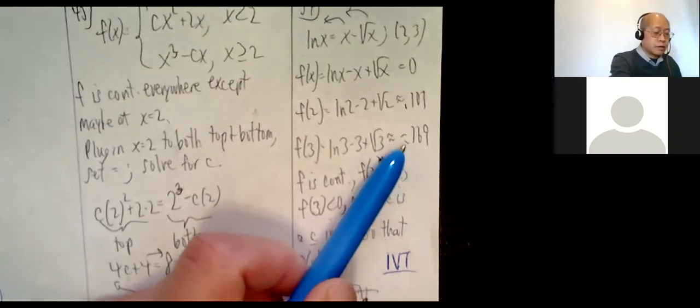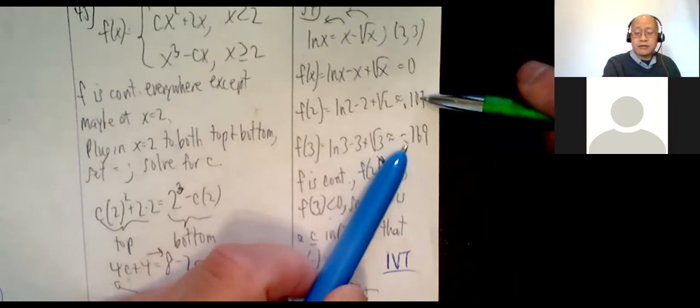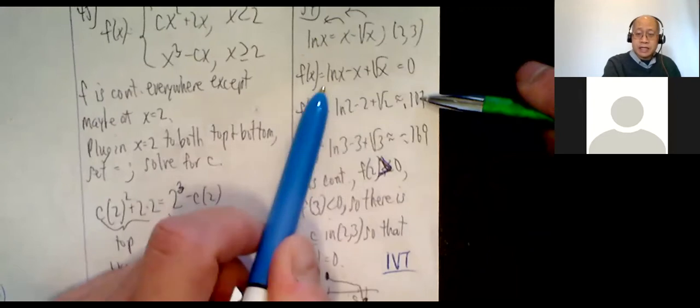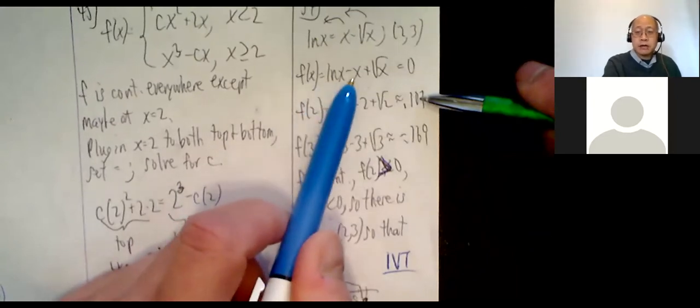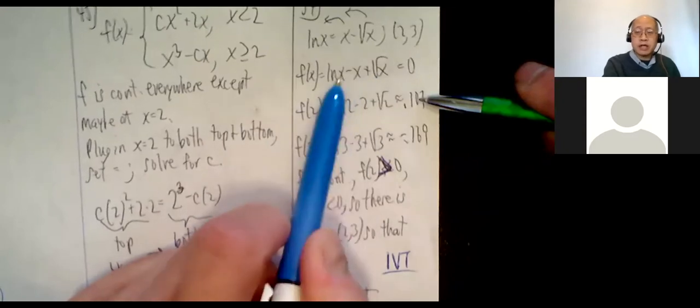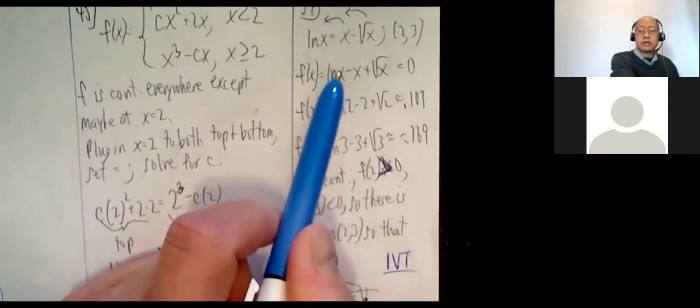There it is. That's what I want. One of them is positive, one of them is negative. Is this a continuous function? Yes, natural log is continuous. Polynomials are continuous. Square roots are continuous. The sum and difference of continuous functions is continuous. So therefore you have a continuous function.